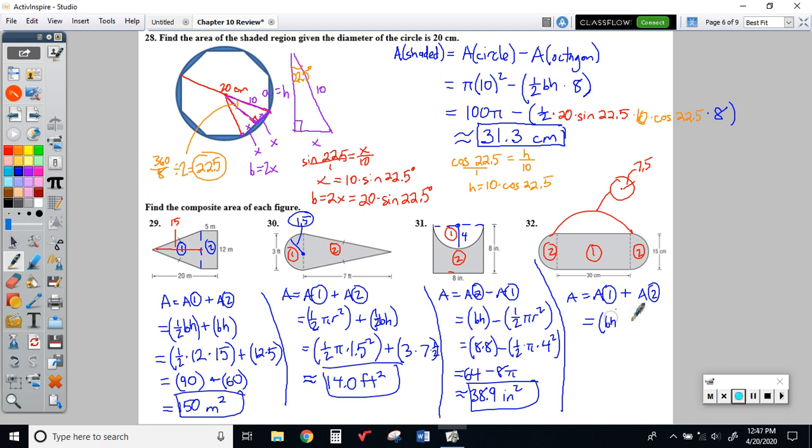So the area of this whole thing would be the area of 1 plus the combined area of the two semicircles makes a whole circle. So we'd have base times height plus pi r squared. This would become 30 times 15 plus pi times 7.5 squared. And it looks like that'd be 450. And 7.5 squared is 56.25. So we'd have that times pi plus 450 ends up being 626.7 centimeters squared.